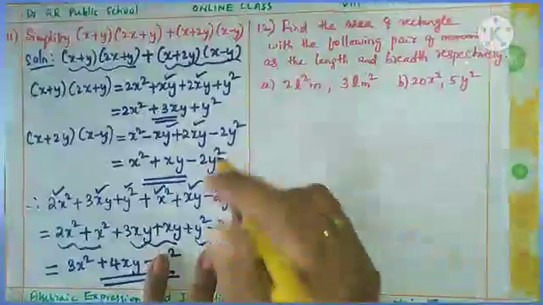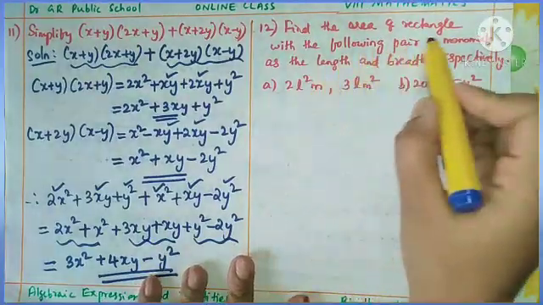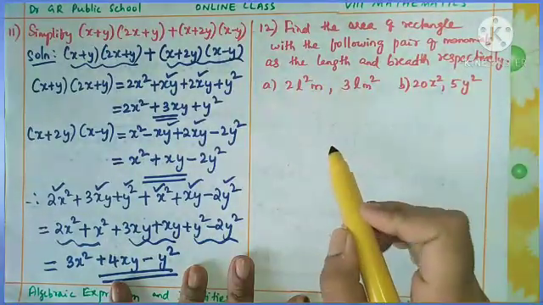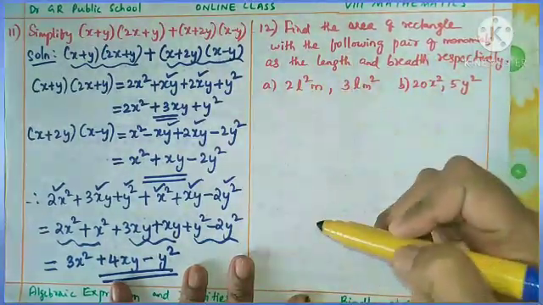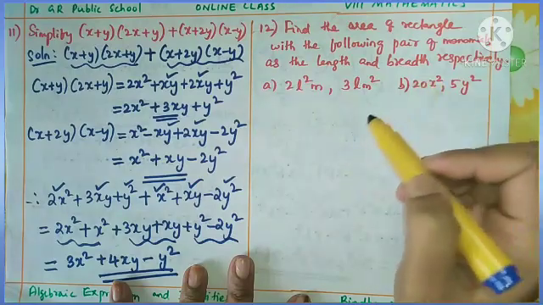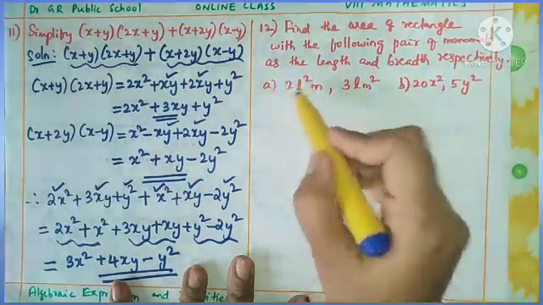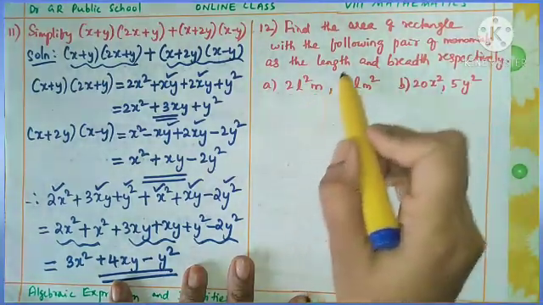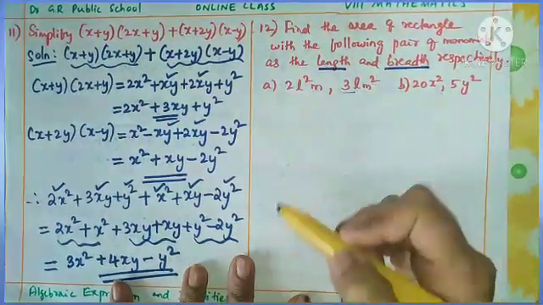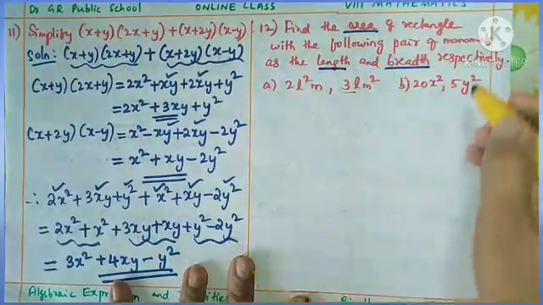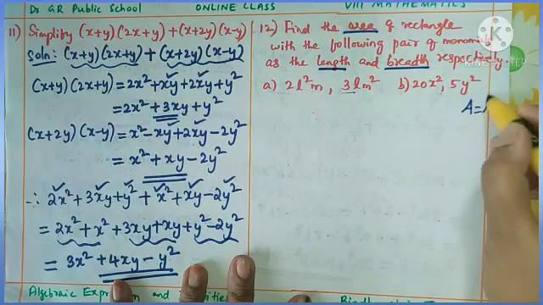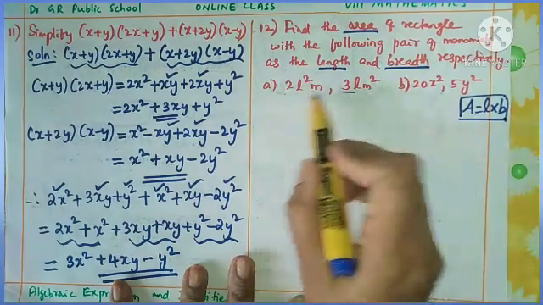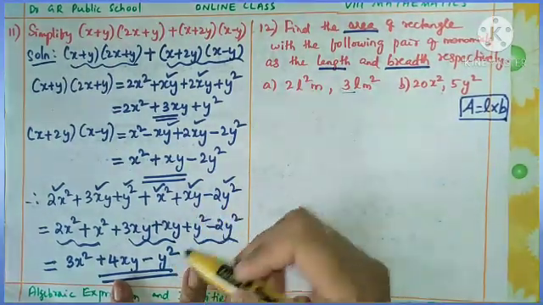Now one more type of problem we can discuss now. Find the area of rectangle with the following pair of monomials as the length and breadth respectively. So here we need to find the area of rectangle, and here two questions are there, this is the first question and this is the second question. Given these two terms are the length and breadth of the rectangle, we need to find the area. Area formula, what you know? Area is equal to length into breadth of the rectangle. We want to multiply the given terms to get the area of the rectangle.